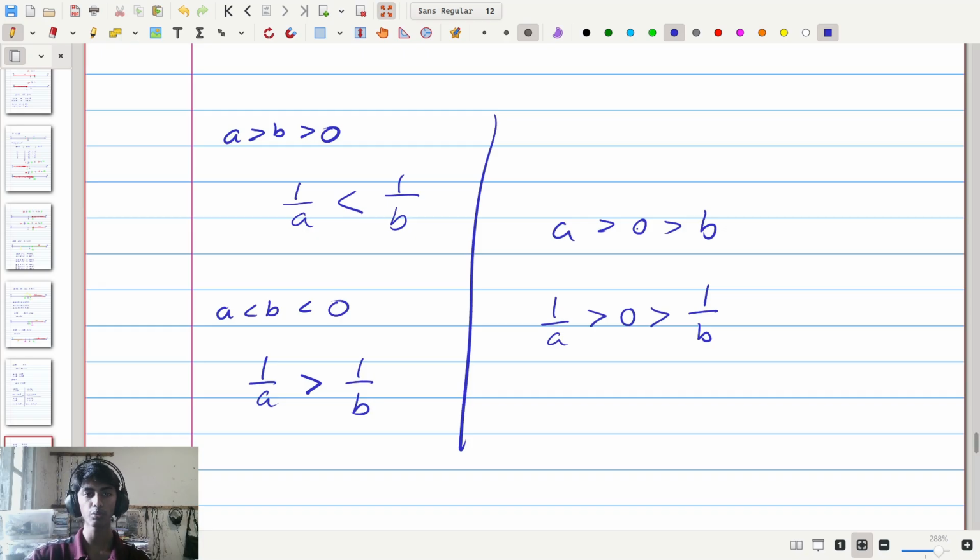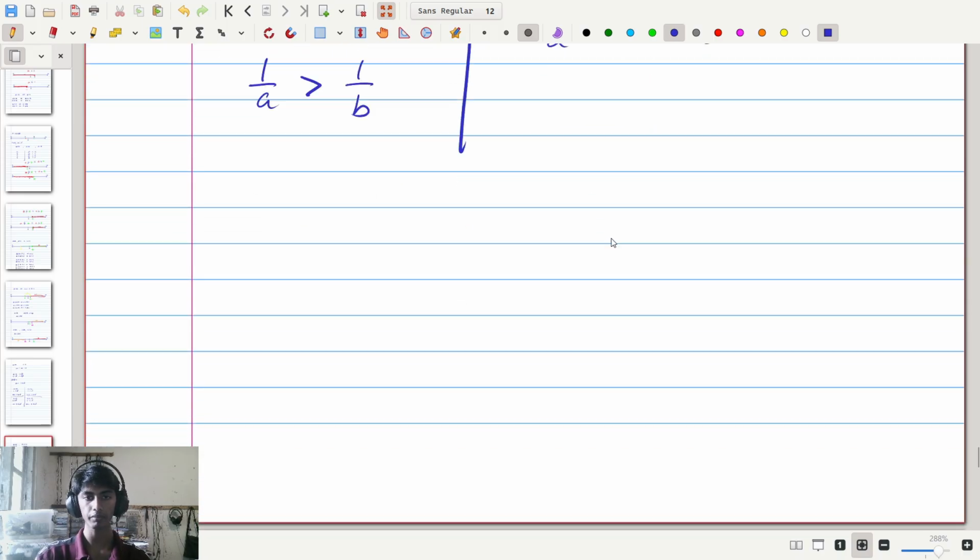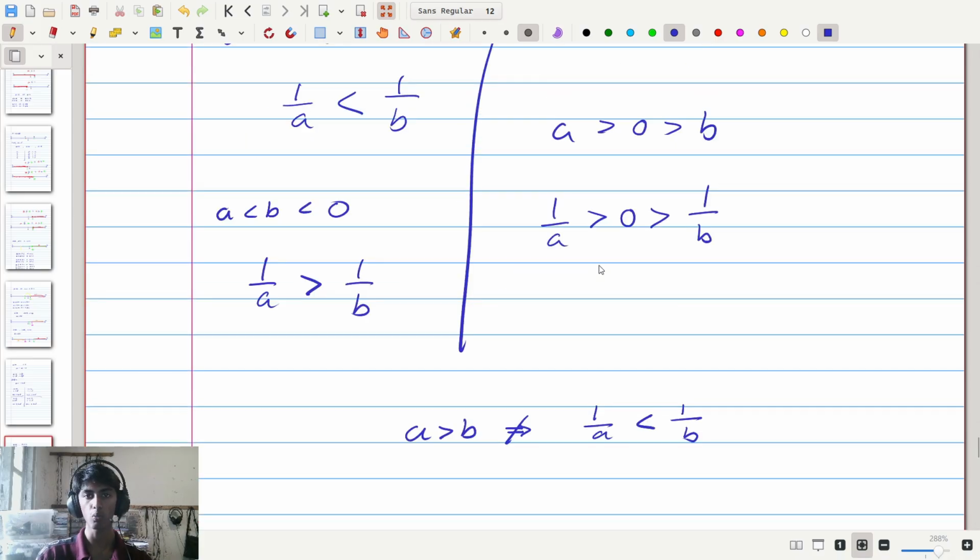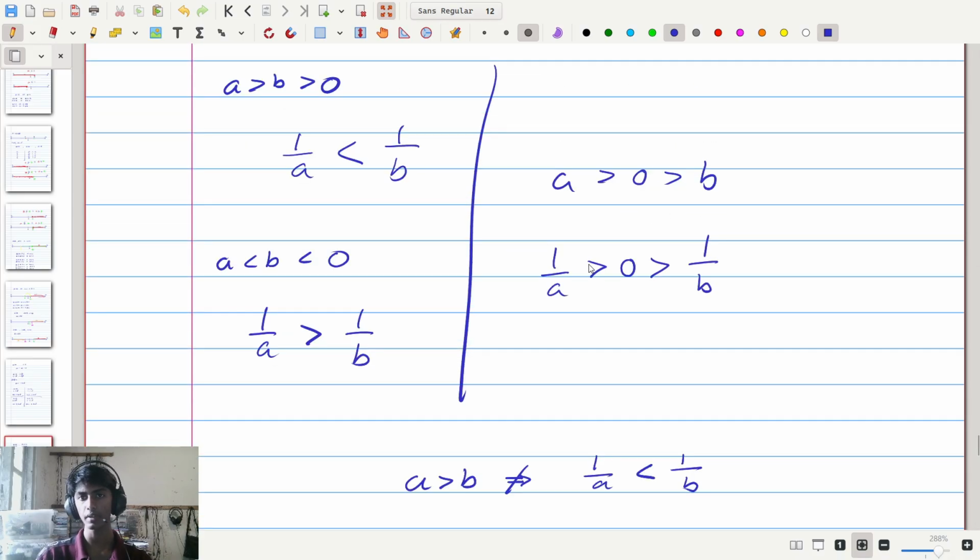So in this case, what I'm trying to illustrate is that you need to be careful when you have A greater than B. Just because you have A greater than B, this does not imply that 1 divided by A is less than 1 divided by B. We cannot imply this directly. Why? Because different things happen in different cases. As you can see here, clearly different things are happening in different cases. In the cases where both of them have the same sign, we have the expected result.